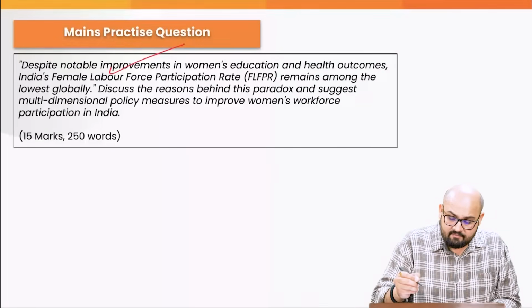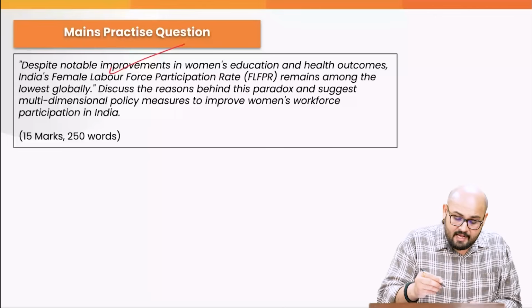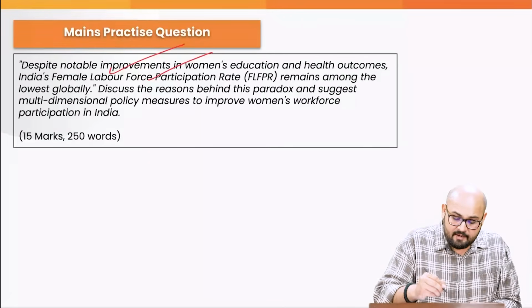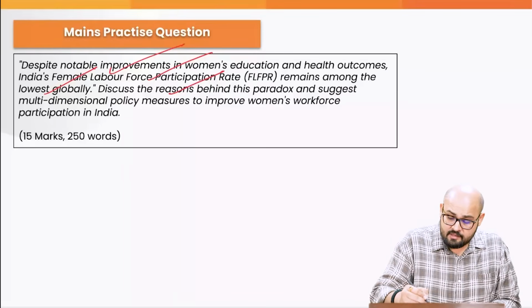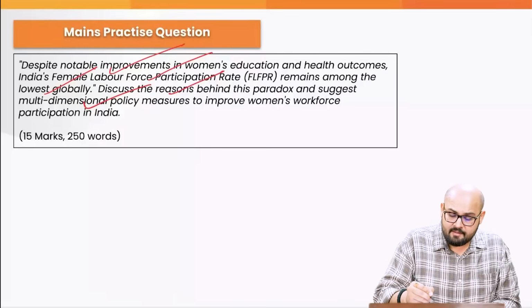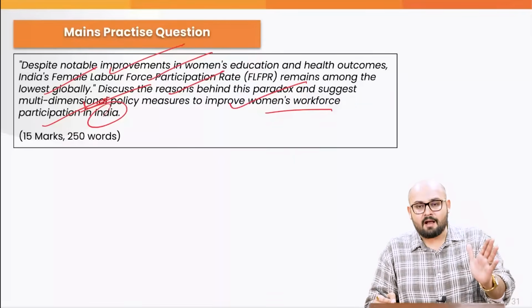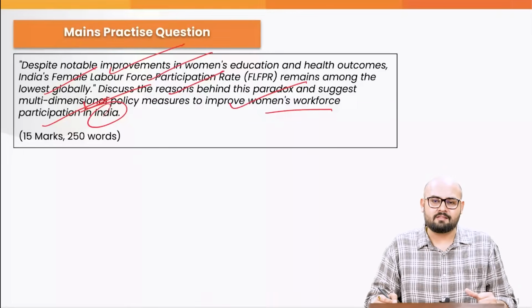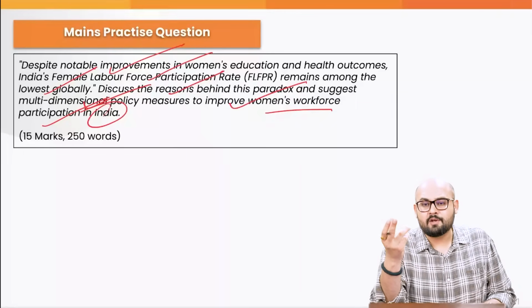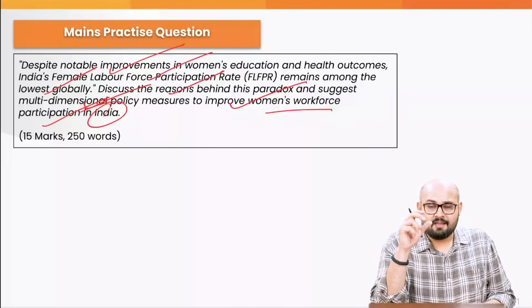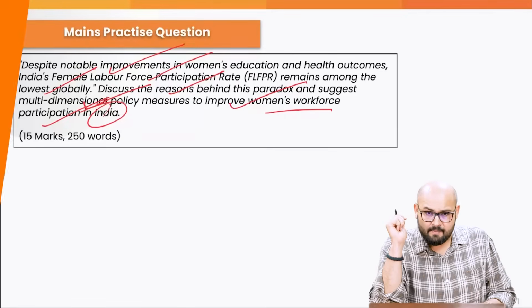Despite notable improvement in women's education and health outcomes, India's female labor force participation rate remains among the lowest globally. Discuss the reasons behind this paradox and suggest multi-dimensional policy measures to improve women's workforce participation in India. 15 marks, 250 words. Please try to write the answer. It is for your benefit and you're going to get a lot of returns if you invest in this particular aspect. Let's go to the next part.